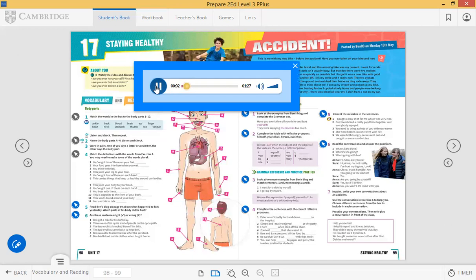Accident. This is me with my new bike before the accident. Have you ever fallen off your bike and hurt yourself? Well, here's my story. It was my birthday. Thanks for all the texts. And this amazing bike was my present. I went for a ride by myself along the bike path. The path isn't usually busy, but that day there were two cyclists coming towards me. I slowed down as quickly as possible, but I forgot it was a new bike with good brakes.